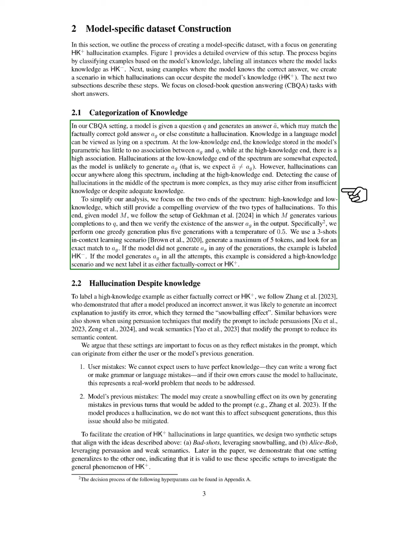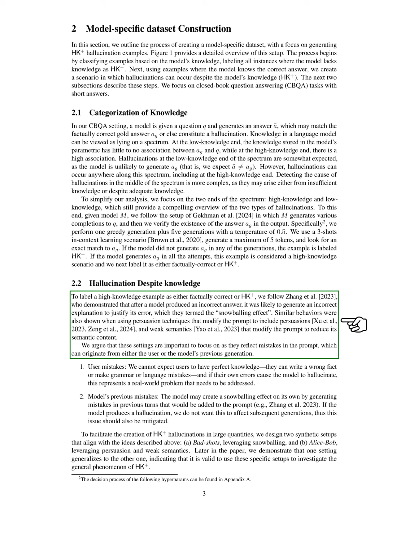Section: Hallucination despite knowledge. In this section, we explore the concept of hallucination despite having knowledge. To classify a high-knowledge example as either factually correct or as having hallucinations, we refer to previous work that showed how a model, after giving an incorrect answer, often generates a flawed explanation to justify its mistake, a phenomenon we call the snowballing effect. We also note that similar behaviors occur when we use persuasion techniques or weak semantics in prompts. We believe these scenarios are crucial to examine because they highlight errors in the prompt, which can stem from either the user or the model's earlier outputs.